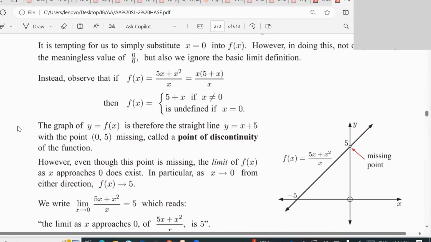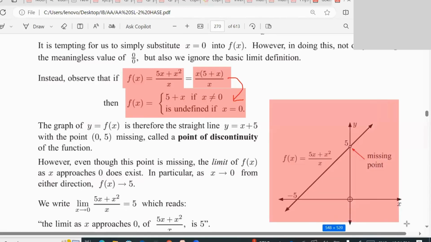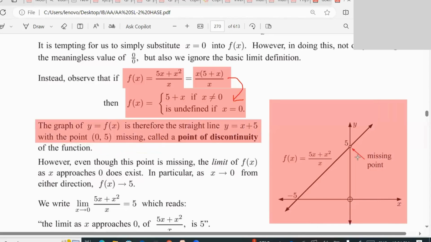But if you had this function, it can be rewritten like this. You can take x common and you can write it like this. After writing it like this, you have to mention this so that it can define the boundaries of the function. Please take this example. Please write the example. And this is the point of discontinuity.